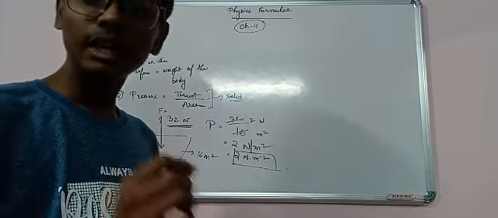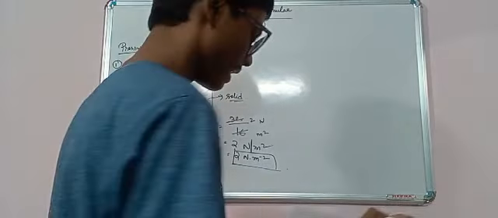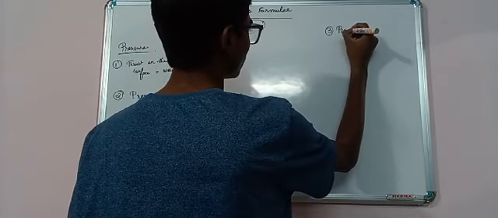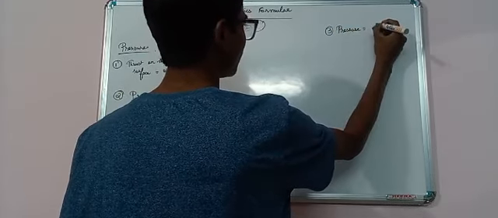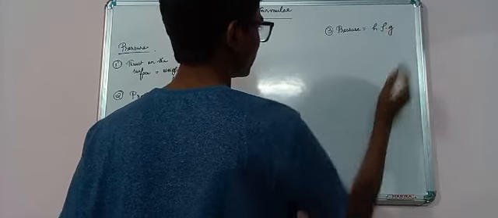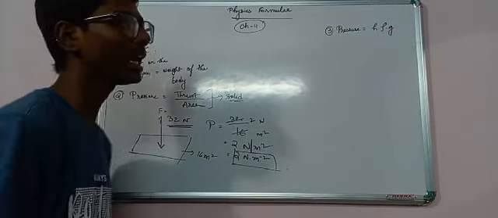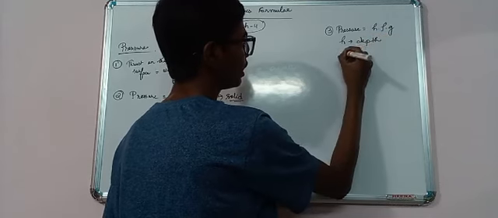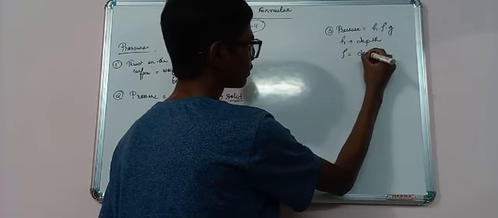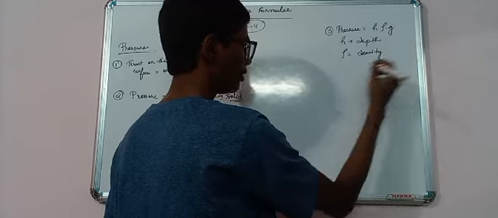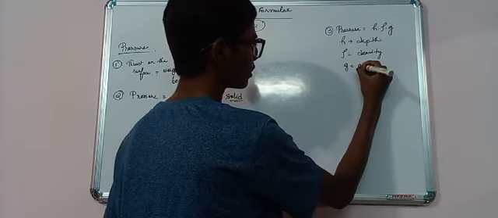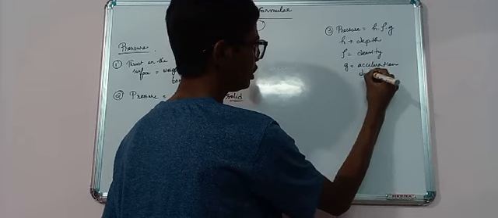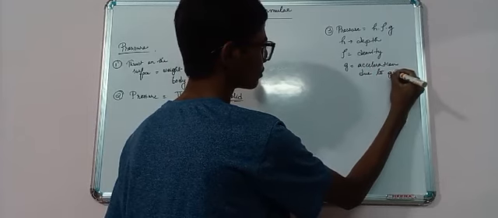Okay. The last formula for today. Pressure equals h rho g. You will find a separate video which I will make on this pressure. h rho g. h is the height or depth. Let it be depth. Rho is the density of the liquid and g is acceleration due to gravity.